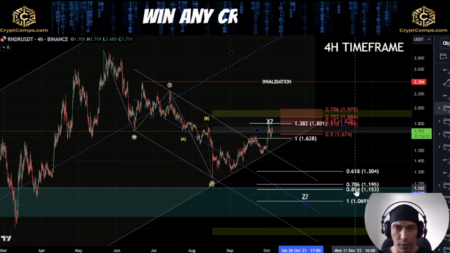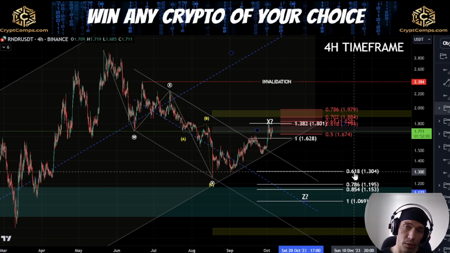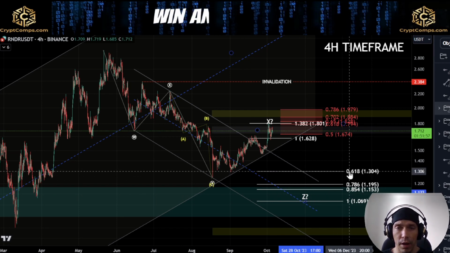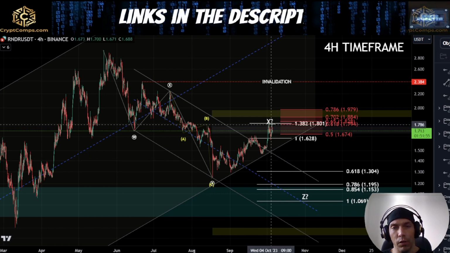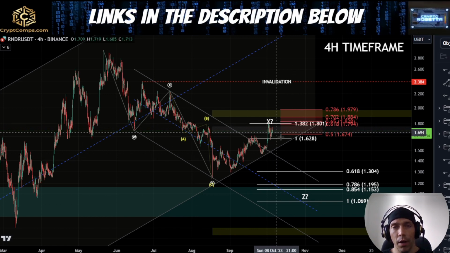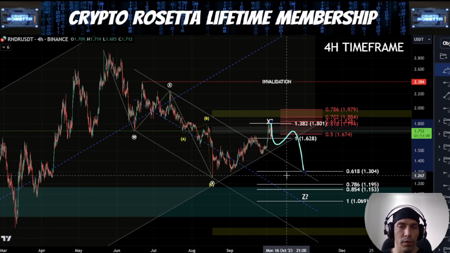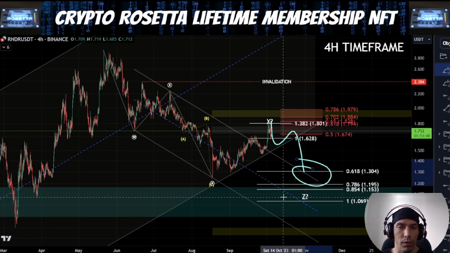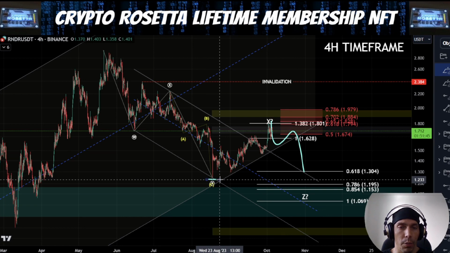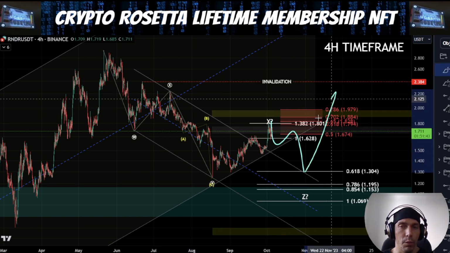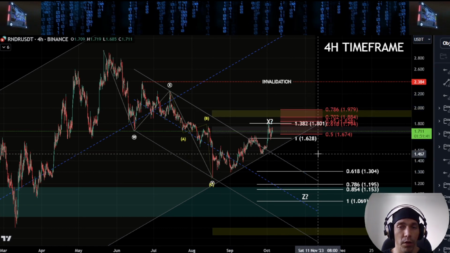Now our Z wave would typically look to move at least past this 0.618 level, and this would be quite an interesting zone if we look at the structure here, because if we saw a move down towards this 0.618, this could actually be a retest of this high. We could actually stay above this low here and still see price looking to rally from that point.